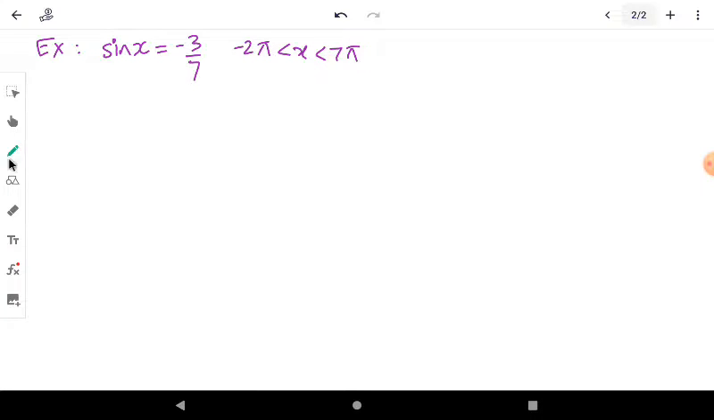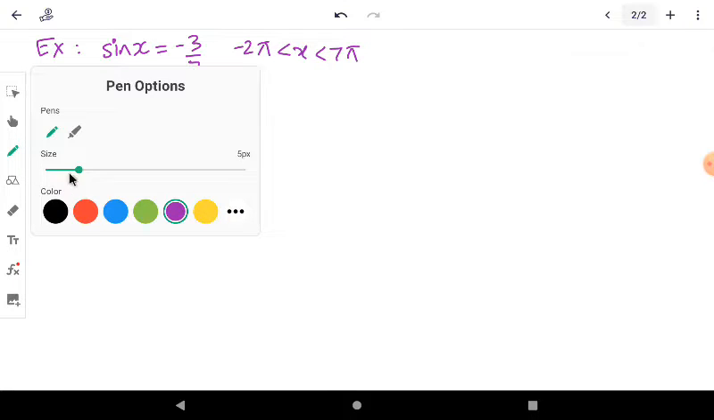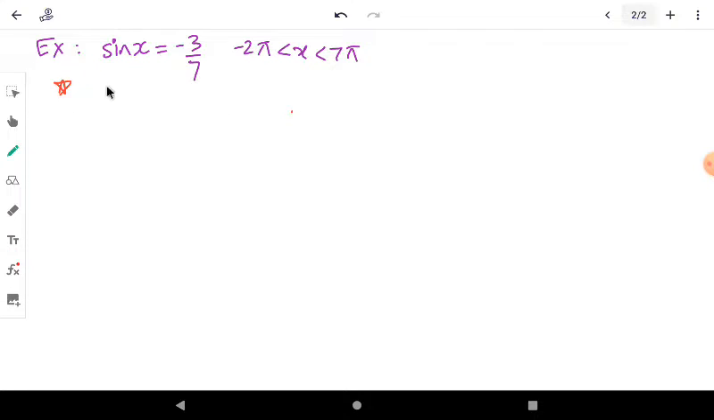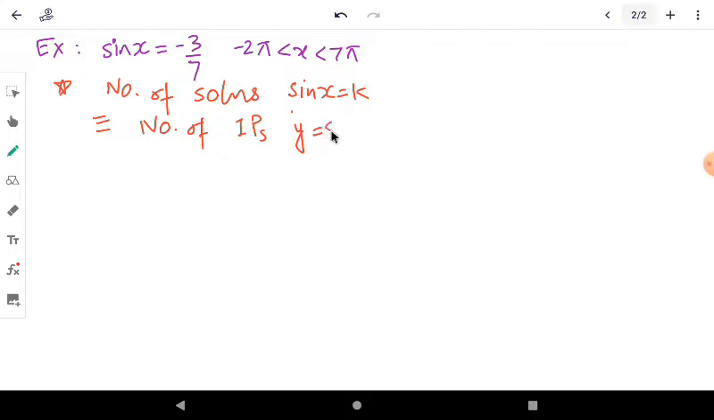So what is the concept behind this? The concept behind this is, guys, the number of solutions of, let's say, sin x equals k, can be calculated, or this scenario is equivalent to the number of intersection points of the y equals sin x graph and the y equals minus 3 by 7 graph, guys.